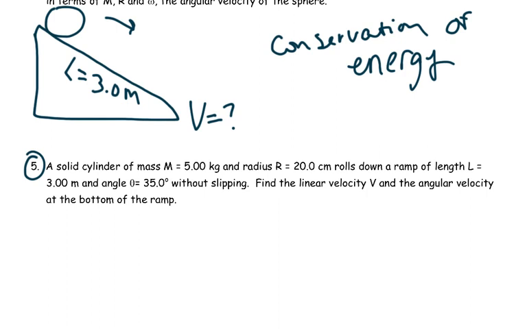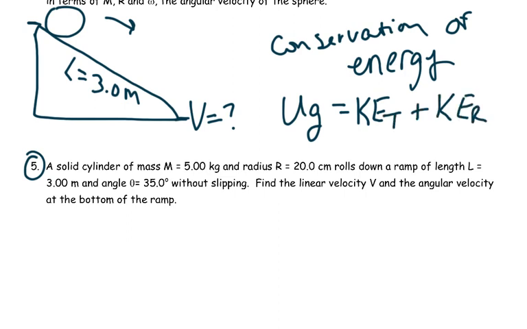All right, so in order to do conservation of energy, what energy am I starting with at the top? Gravitational. And what must that equal at the bottom? Kinetic. But is this object going to be rolling? Yeah, so we're going to have translational and rotational at the bottom.